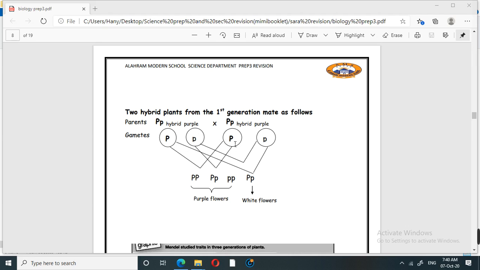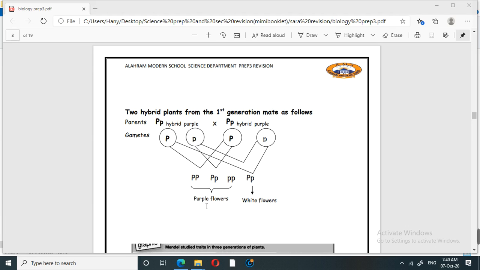So P capital may take the P capital on the other side, making P capital P capital. It's a purple flower, but pure. And the P capital may take the P small, and the P capital may take the P small, and the P small may take the P small. So the four possibilities give 3 purple to 1 white, or 75% purple to 25% white.